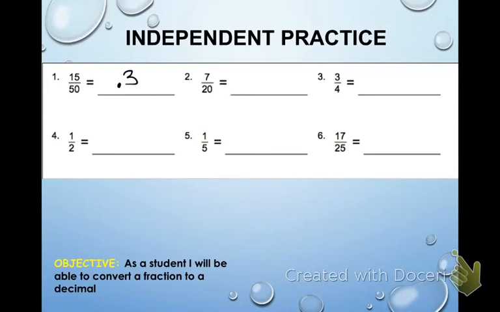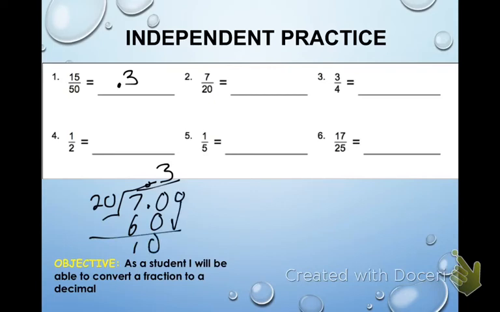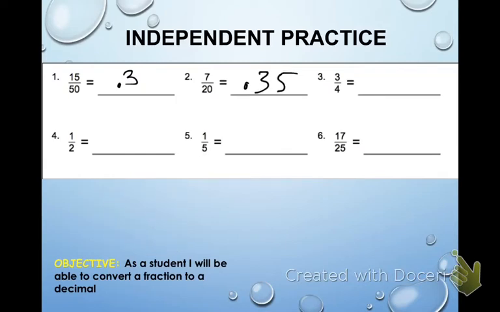I'll actually show that one down at the bottom. 7 goes on the inside, 20 on the outside. Add a decimal, add a 0. 20 goes into 73 times. 3 times 20 is 60. Subtract, you get 10. Add a 0, it's 100. 20 goes into 105 times. Okay, your answer should be 0.35. Okay, that one's good. All right, the next one, 3/4.